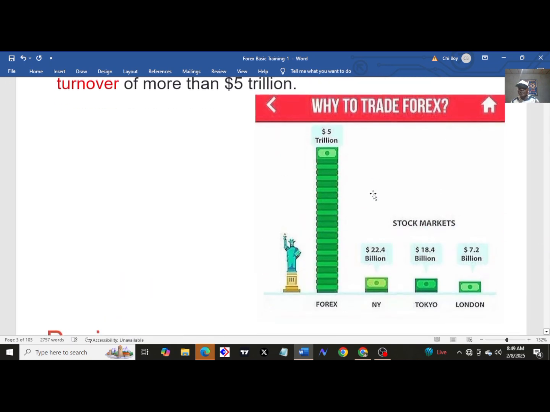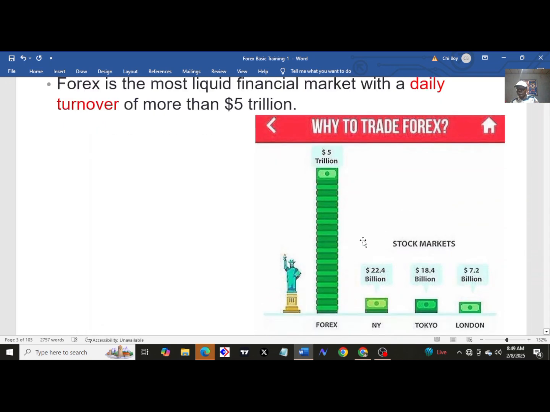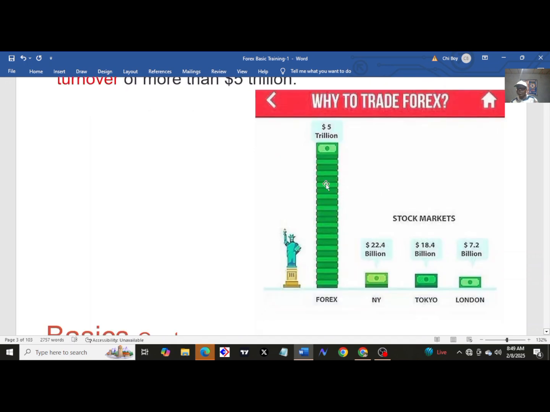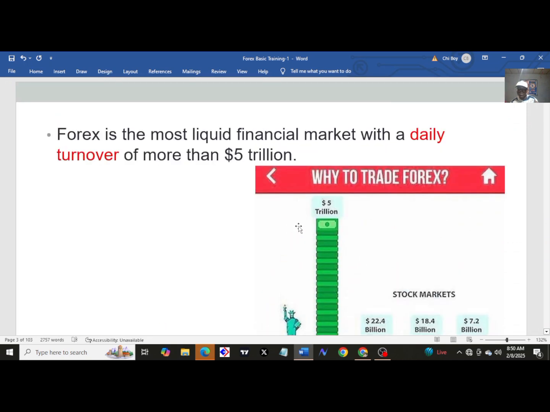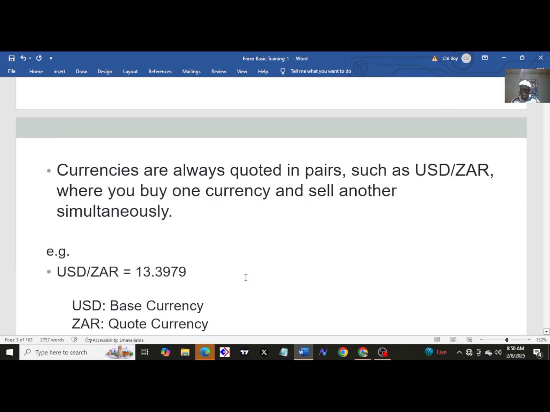So you can see it here. We have other markets: Tokyo, London, and then Forex. We have the stock market, and then we have the Forex market. The stock market is not even anywhere close to the Forex market. Look at $5 trillion. Crazy, guys. $1 trillion. Look at the way it's standing tall like a tree. It's actually a very large market.